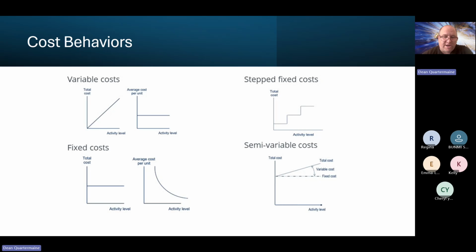So this line here is completely fixed, irrespective of what happens to the level of activity. If you do nothing, it's still going to cost you £50,000. If you do 1,000,000 units, it's still going to cost you £50,000. It makes no difference.